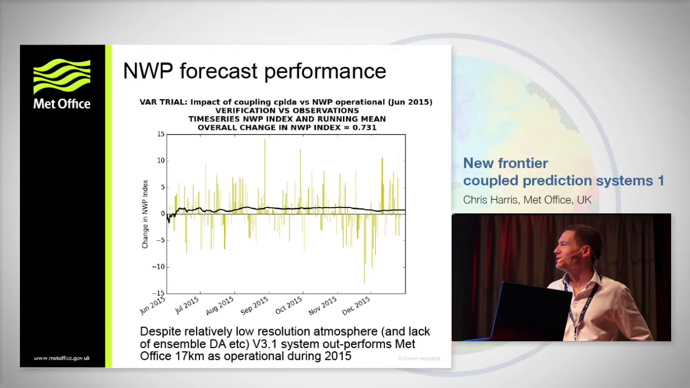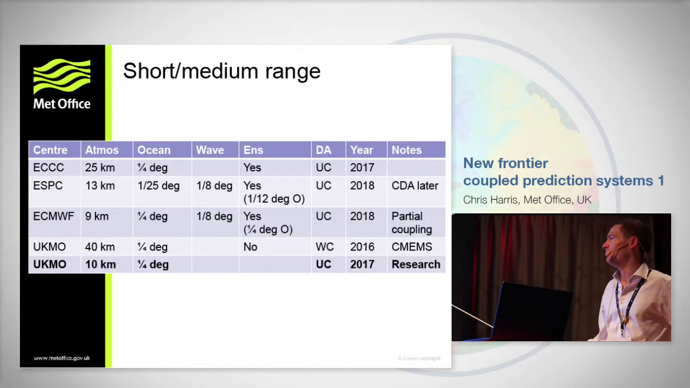And actually, it was quite nice to see that, at least going back to 2015, our system with a 40-kilometer atmosphere would actually outperform what we were running operationally at the time, which probably makes it one of the sort of top handful of systems in the world from a sort of NWP verification perspective.